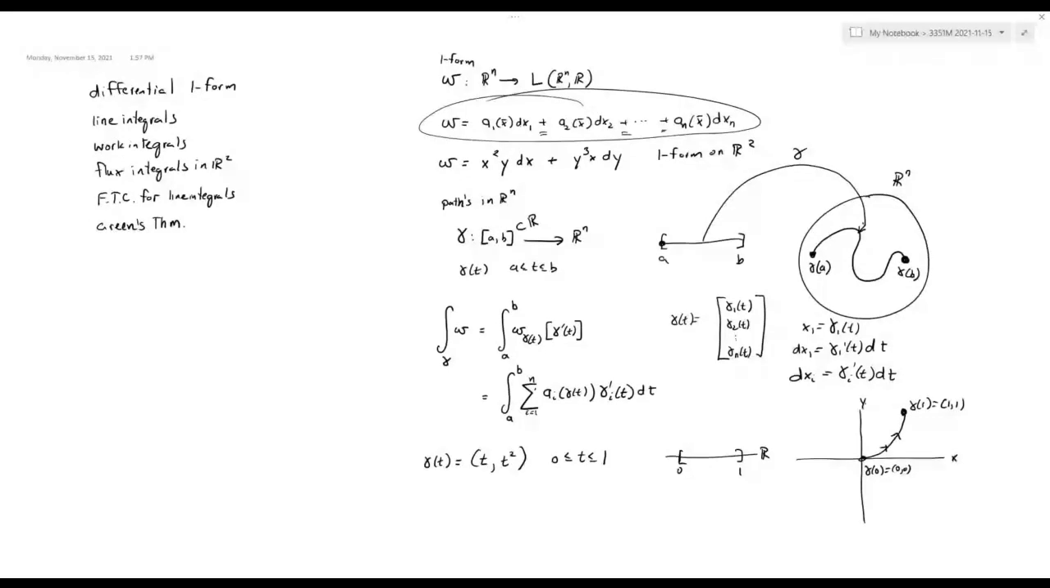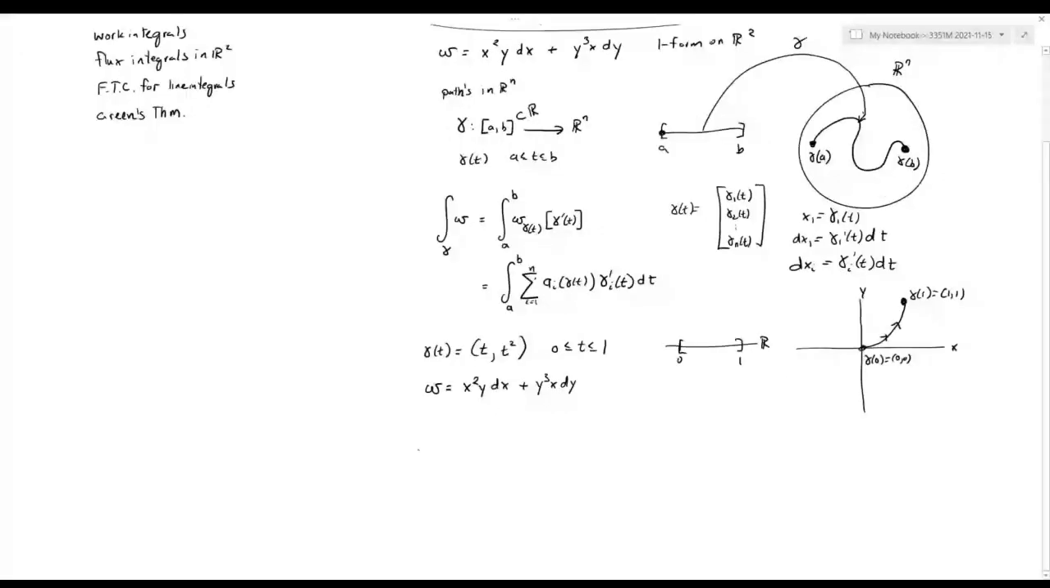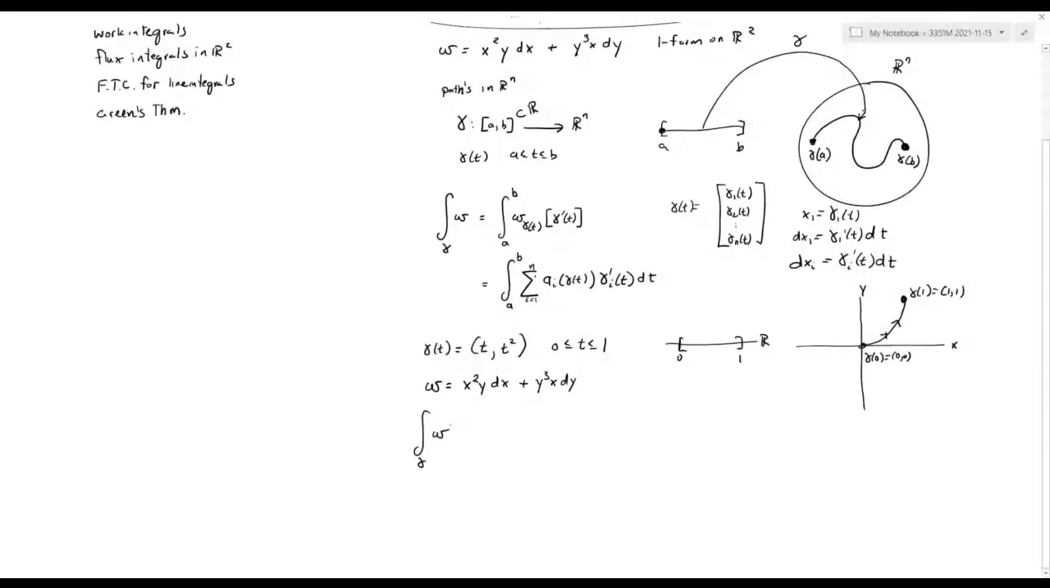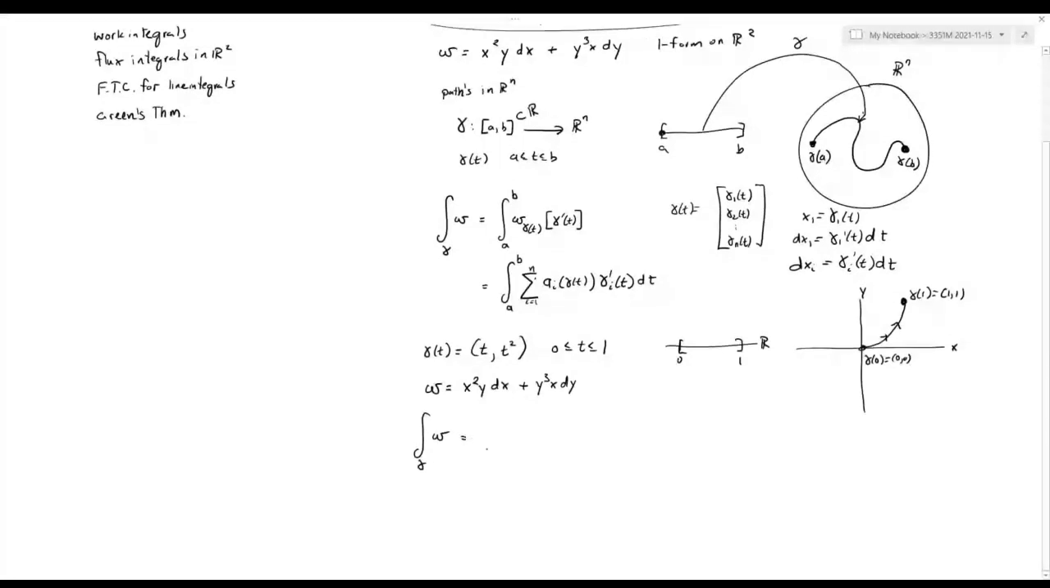And here we have omega, a one form defined on R2. We want to do an integral over this contour of our one form. So this is, by definition, the integral of x squared y dx plus y cubed x dy over gamma.